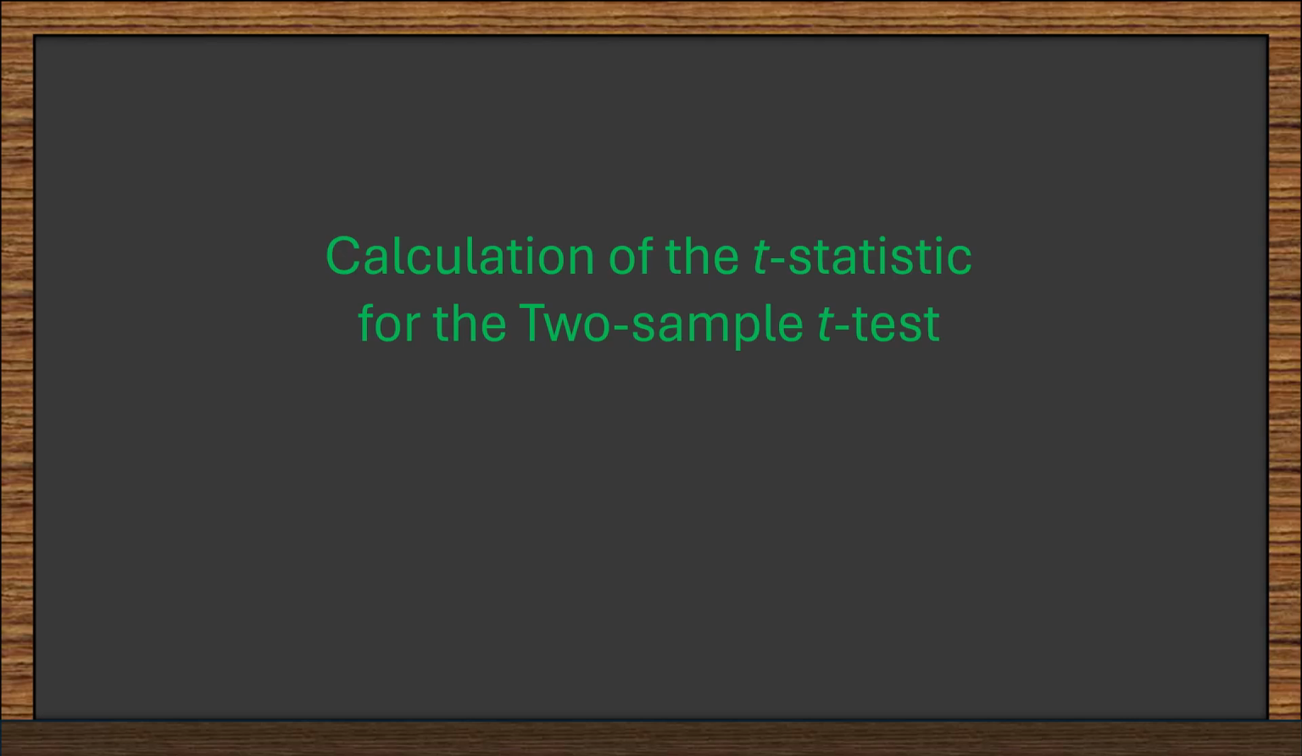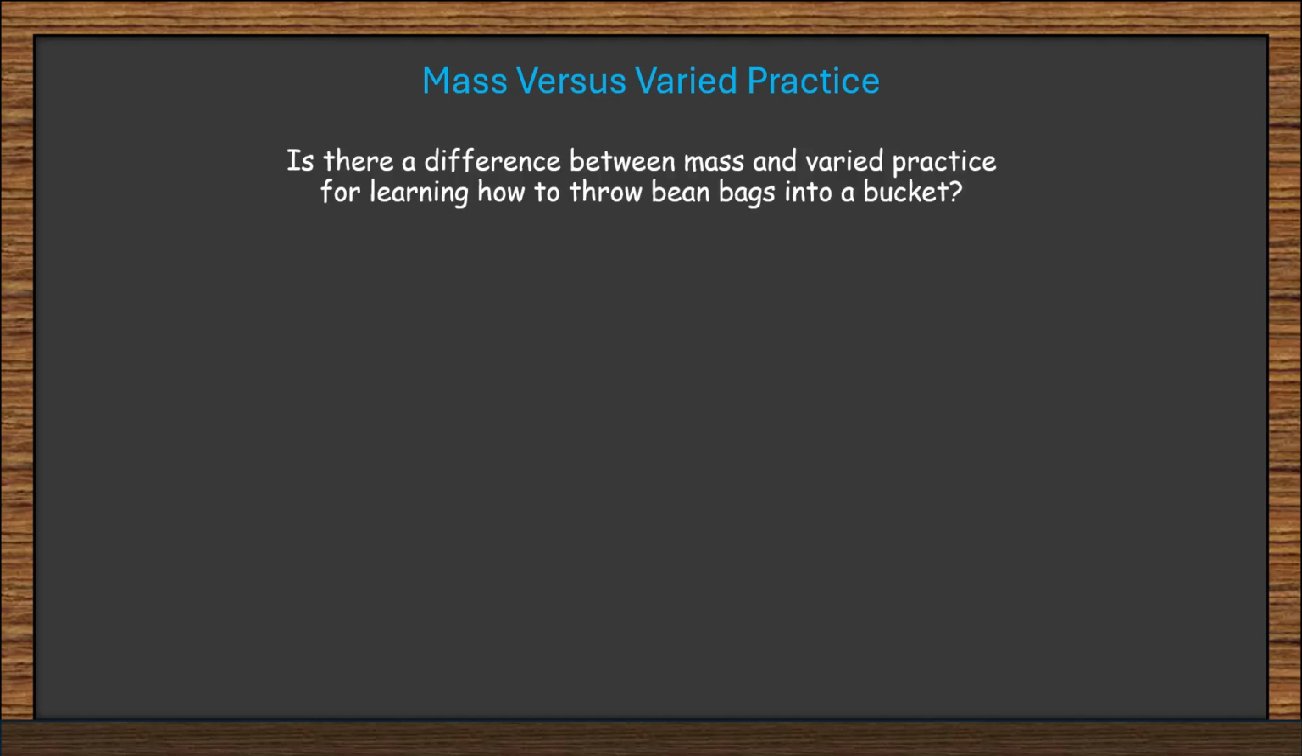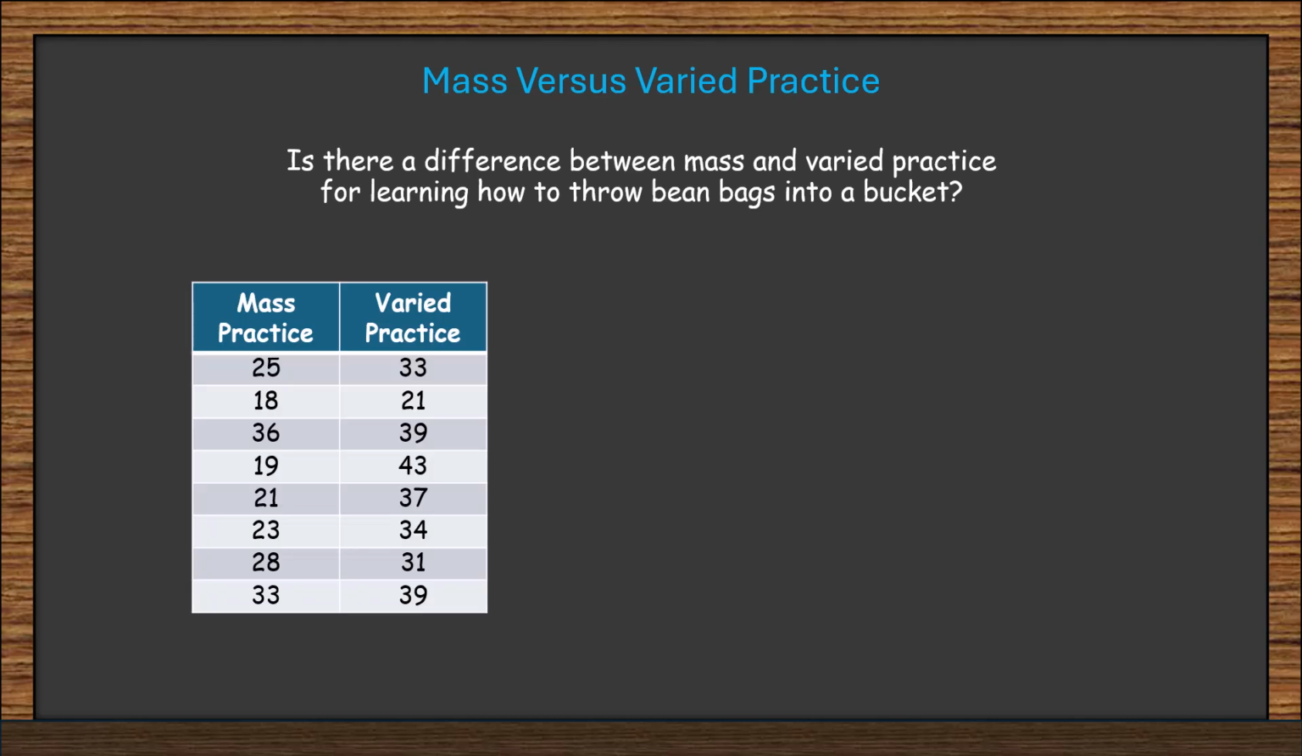Hi everyone, in this video I'm going to show you how we calculate the t-statistic for the two-sample t-test that will be used to test the null hypothesis. We will continue our mass versus varied practice study, where the research question is: is there a difference between mass and varied practice for learning how to throw beanbags into a bucket?